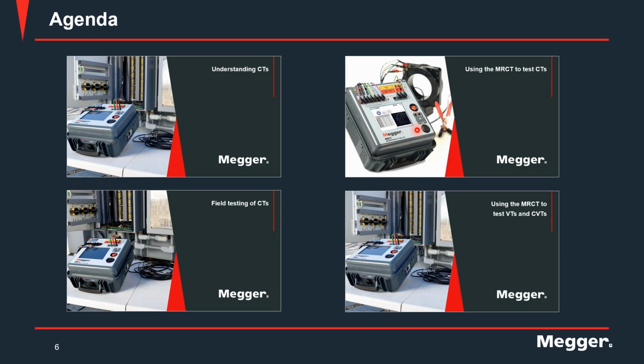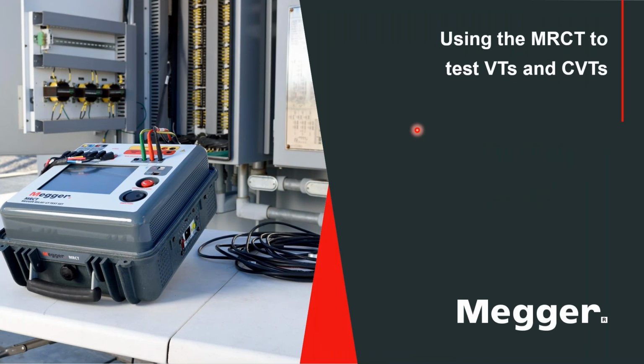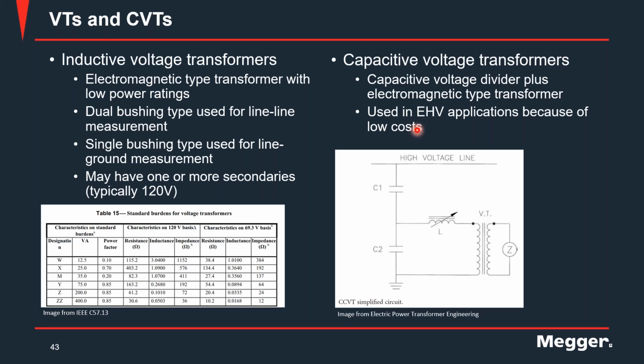So that was about the MRCT with regards to CT testing. Let's talk a little bit about the added functionalities that we have on the MRCT, and that is being able to test VTs and CVTs. So what are VTs? VTs are inductive voltage transformers, electromagnetic type transformers, which is basically a transformer, but the main difference is that it has a low power rating. So you cannot power a load off of it. You can power small loads like metering loads and protection circuits, but not big loads.